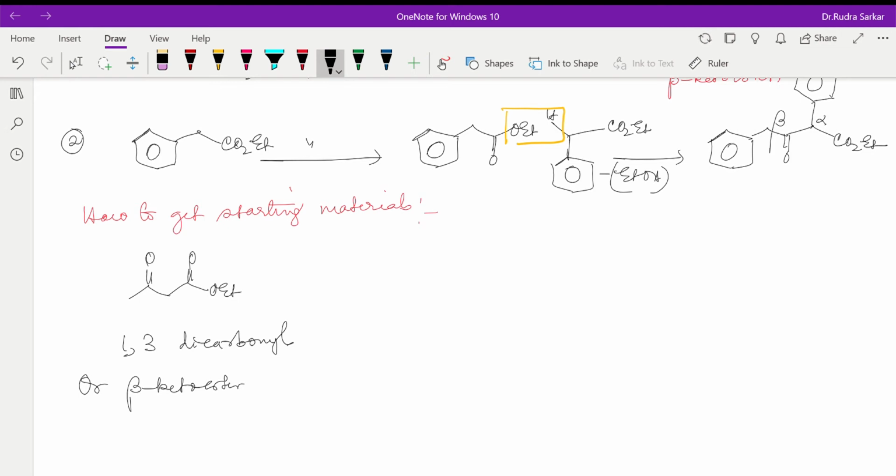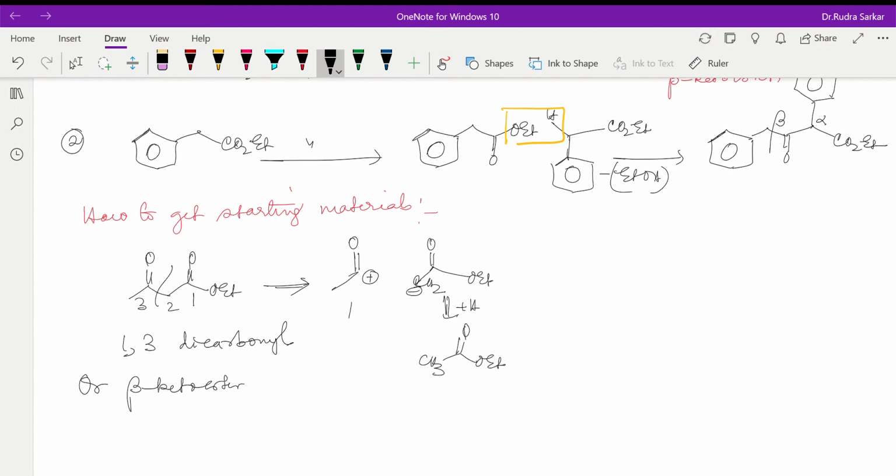Now remember, all you need to do over here, you start the numbering from the ester: 1, 2, and 3. You disconnect the 2,3 bond. Again, you're making a heterolytic cleavage. Place the positive charge over here and the negative charge over here. Placement of charge is very important. Now to neutralize the negative charge, you add one H plus. So this CH2 becomes CH3.